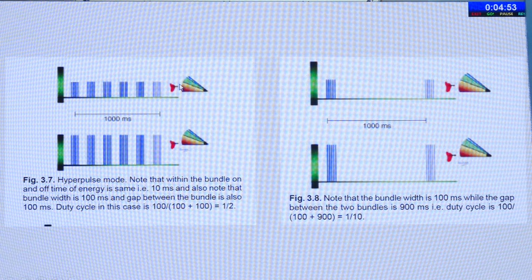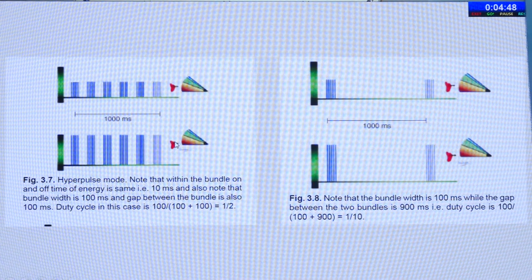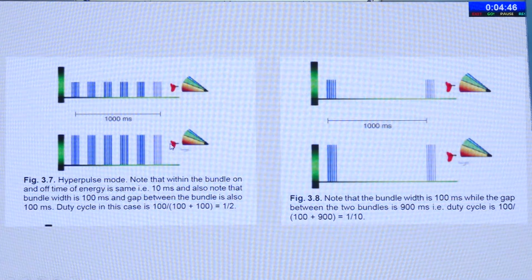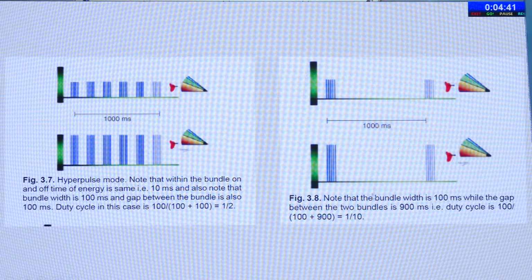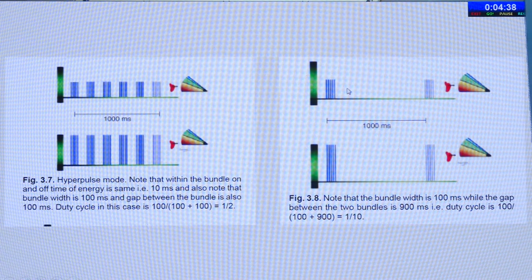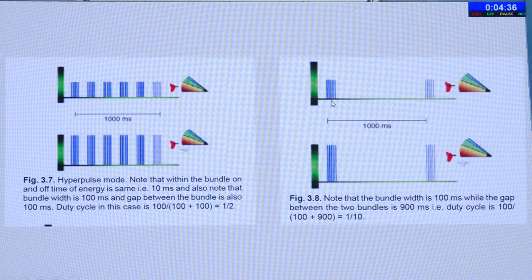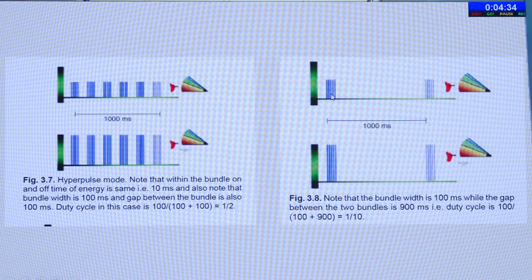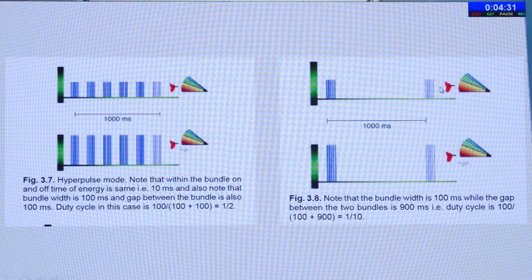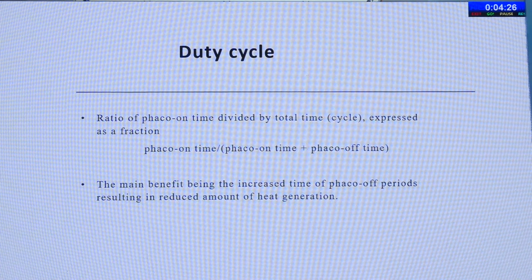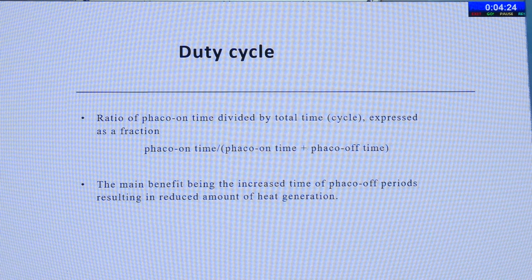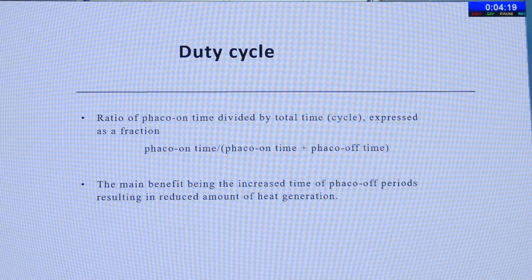So if your foot pedal is here, it is half of the phaco which is delivered in each bundle. When your foot pedal is fully pressed, the full power phaco is delivered as per the console. Now this is a second example of hyperpulse mode where this is one bundle and the gap between the pulses is the same, but the gap between the bundles has been increased. Now the advantage over here is a duty cycle. Duty cycle is basically phaco on time divided by phaco on plus off time. Now we can make use of this off period because this helps in cooling and lesser damage to the eye, lesser heat generation.